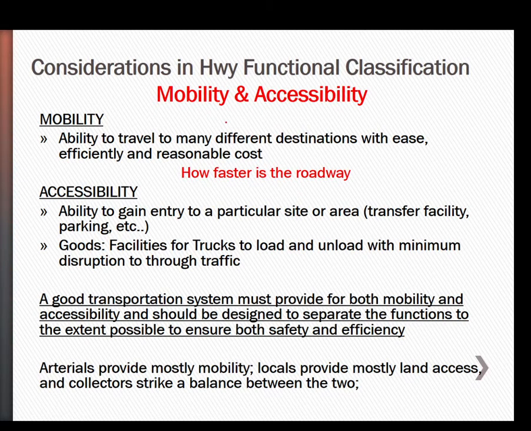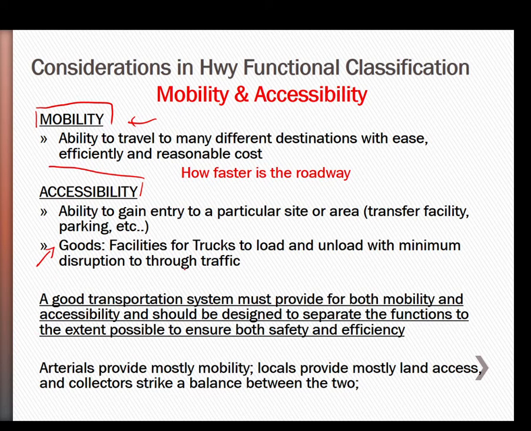When we consider the functional classification, we have these 2 terms, mobility and accessibility. The mobility is the ability to travel with ease to different destinations with reasonable cost, efficiently, and with the highest speed. Accessibility is the ability to gain entry to a particular site or area, parking lot, transfer facility, school, home, you name it. And for goods, this is the accessibility definition for goods.